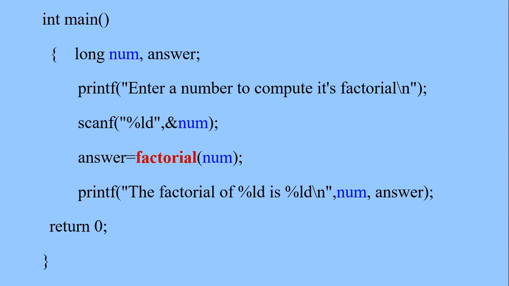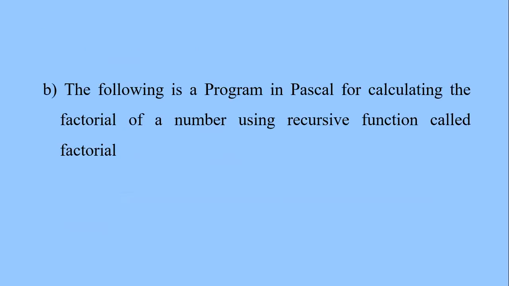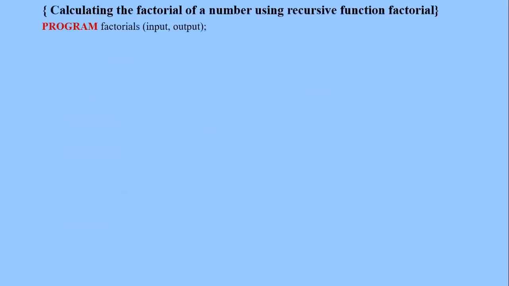That is in C. In Pascal, it is also done in the same way. What changes is only the syntax. So in Pascal, I have the program called factorials. Then I am declaring two variables, num and answer. And these are followed by a definition of a function called factorial. It has one parameter, num.